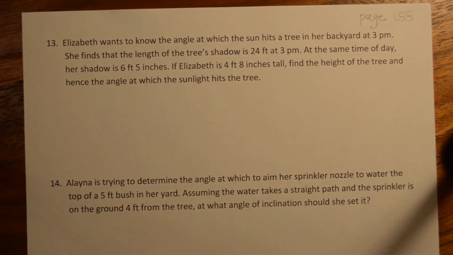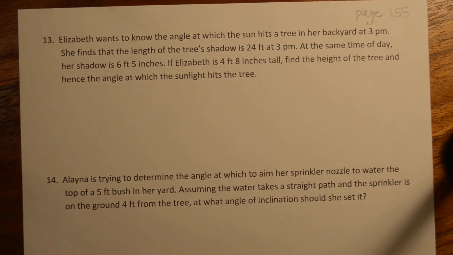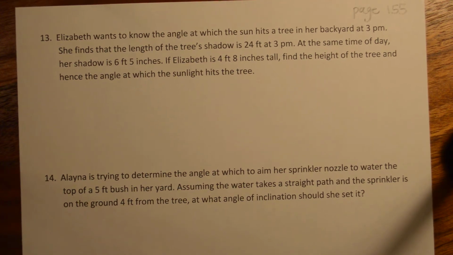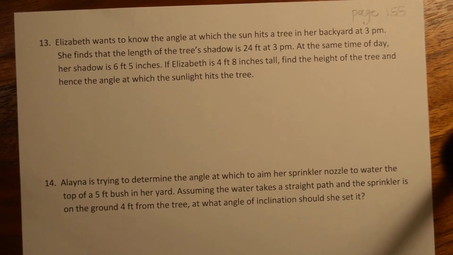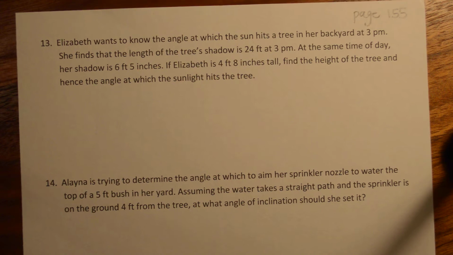So we have Elizabeth wanting to know the angle at which the sun hits a tree in her backyard at 3 p.m. She finds that the length of the tree shadow is 24 feet at that time. At the same time of day, her shadow is 6 foot 5 inches. And we know that Elizabeth is 4 foot 8 inches tall. Find the height of the tree and hence the angle at which the sunlight hits the tree.